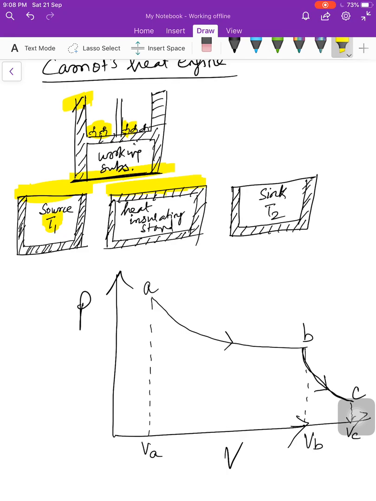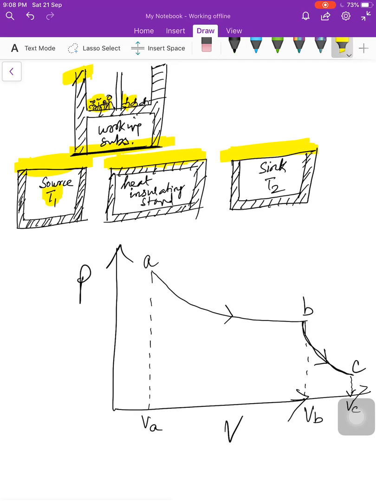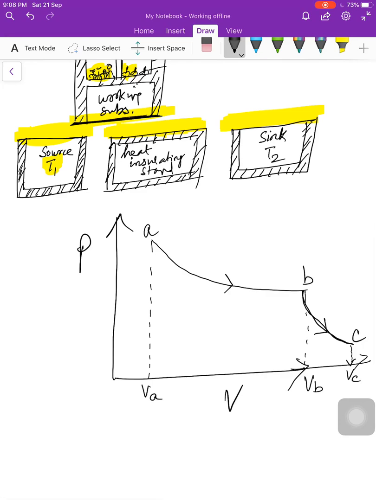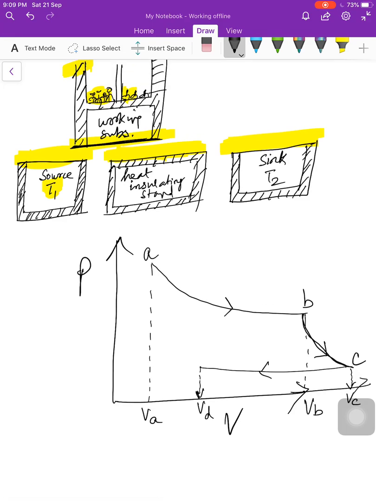Now again, I will lift my cylinder from this heat insulation stand and I will place it on the sink at temperature T2. And now I will add some weights so that there is contraction, isothermal contraction. I'll make sure that the process is taking place very slowly so that it is an isothermal contraction. Say the volume has now reduced from some value VC to some value VD here. And then I will lift it from the sink and place it again on the heat insulation stand, and add a few more weights so that there is adiabatic contraction. My graph will look like this. It goes back to the same point.